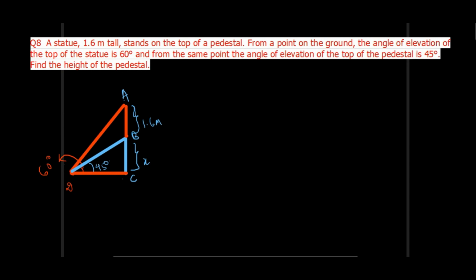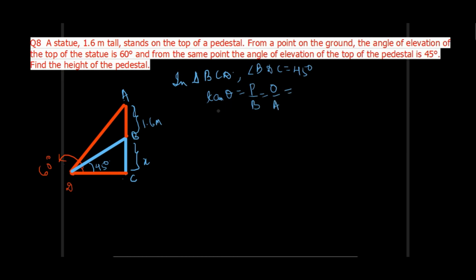So let me consider first of all triangle BCD. I am given this angle as 45 degrees, right? So I will make use of tan theta. This angle BDC is equal to 45 degrees, and I need to find that ratio which gives me the relationship between the side opposite and the side adjacent, or I can say perpendicular and base. So this relation is given by tan theta. So tan theta is equal to perpendicular upon base, or opposite upon adjacent side.